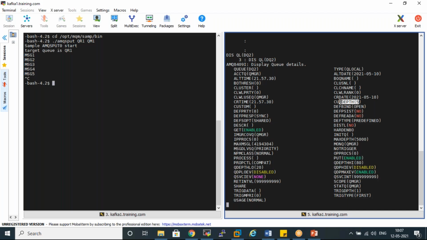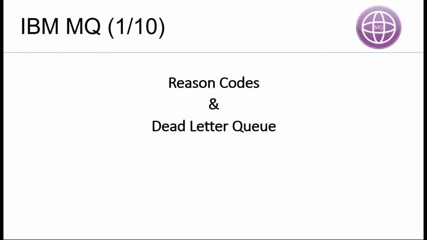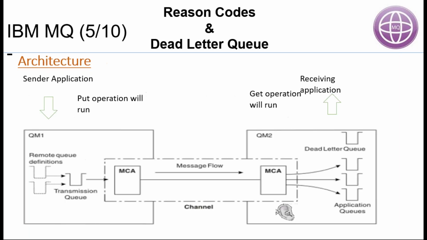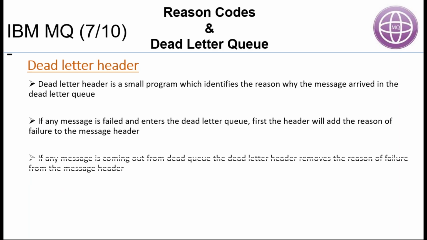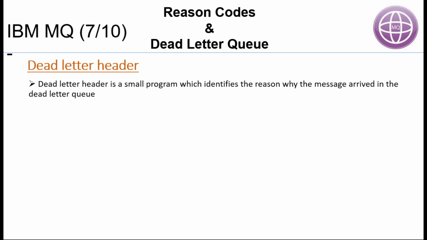Correct. Okay. Before troubleshooting the messages in the dead letter queue, we need to understand a few internals of the dead letter queue. Reason codes we have discussed, and the dead letter queue architecture diagram we have seen, then the dead letter header. Whenever a message comes to the dead letter queue, there is a small program called the dead letter header, which identifies the reason why the message arrived in the dead letter queue. This is the first duty of a dead letter header.